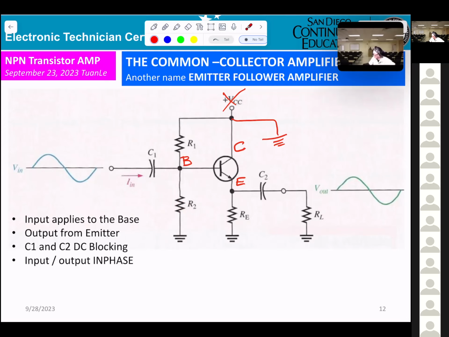So when you're looking into the circuit, you know this is common collector. That's why you see that for AC, the collector connects to ground. And recognize input to the base, output from the emitter, and input and output will be in phase.